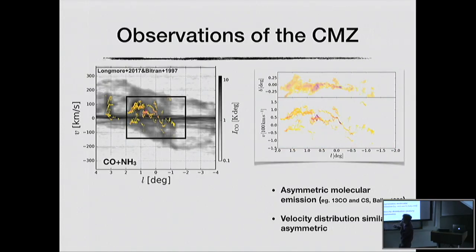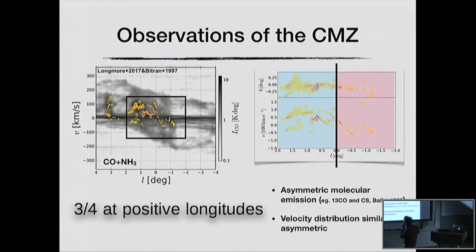So here I show in black and white the CO emission and, in yellow, a much higher density tracer, which is ammonia. From these kinds of observations, it becomes evident that the emission is actually asymmetric, and the major part of the emission comes from positive longitudes. This has been clear for a long time, already in 1988 this was pointed out. But until now there's no good explanation for it.